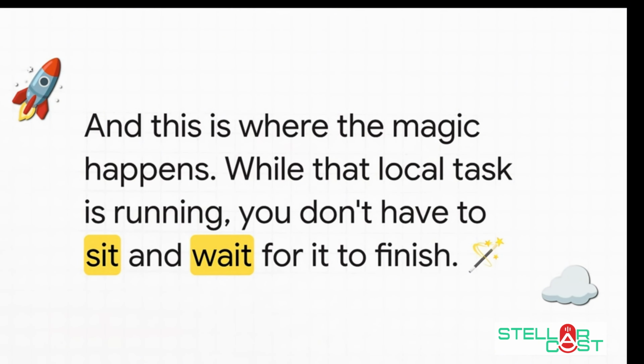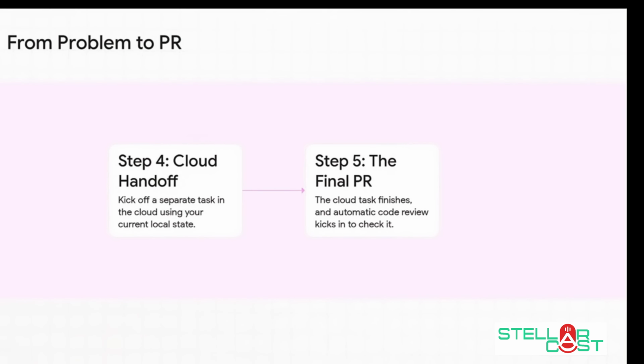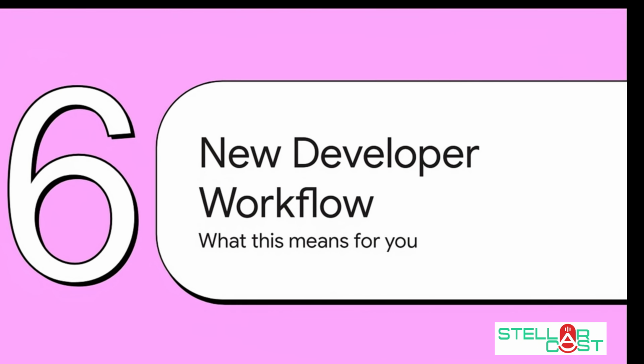And this is where the new workflow really starts to shine. While Codex is busy working on that local task, you're not just stuck waiting around. You can actually start working on something else in parallel. So while that first task is still running, we kick off a second, totally separate task and send it to the cloud. And what's amazing here is that it uses our current local state, so we don't even have to commit our changes first. Now, Codex is effectively working on both tasks at the same time. When the cloud task finishes, we get a pull request, and that automatic code review feature immediately kicks in to validate all the work.